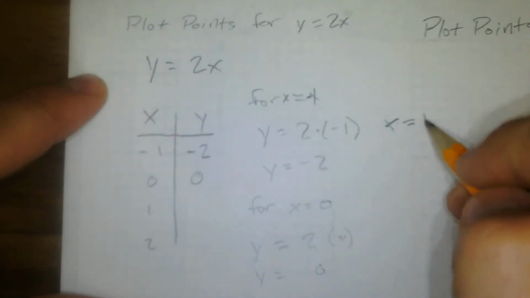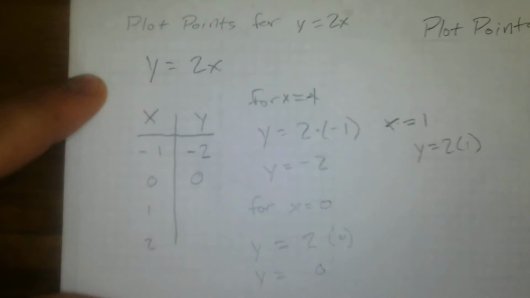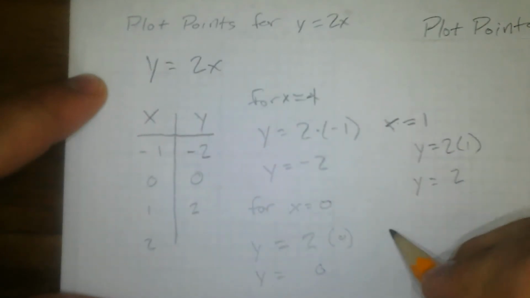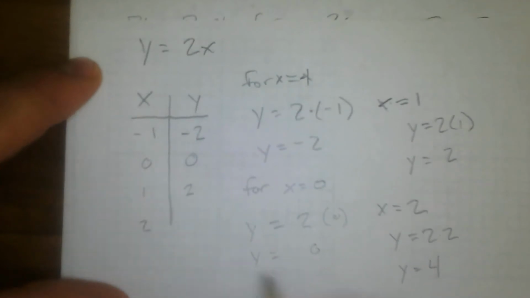For x is equal to 1, it'll be y equals 2 times 1. 2 times 1 is 2, so y will equal 2 when x is 1. When x is equal to 2, y will equal 2 times 2, or y is equal to 4. So when x is 2, y will be 4.